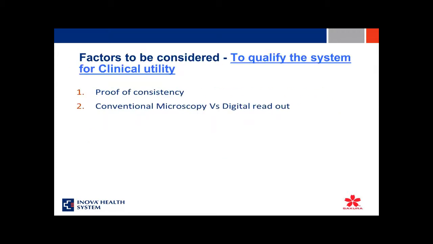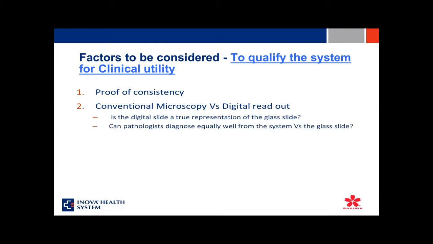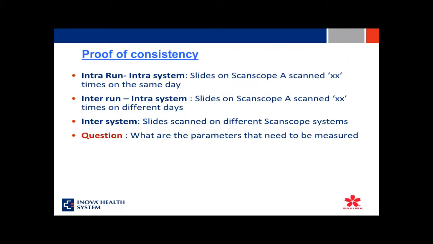There are two qualifications that we thought were important to qualifying this system before we place it into clinical utility. The first factor we considered was the proof of consistency studies, and the second one was how good is your digital readout when compared to your conventional microscopy. As we know, conventional microscopy is still the gold standard, and glass is still the gold standard as of today. Hopefully that will change in the future. So let's jump right into proof of consistency.